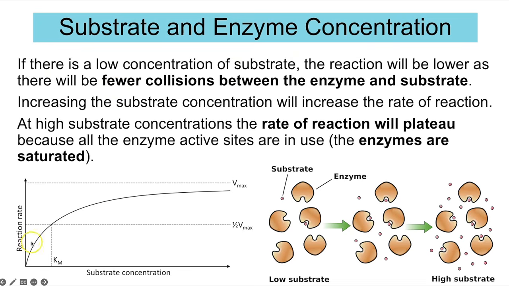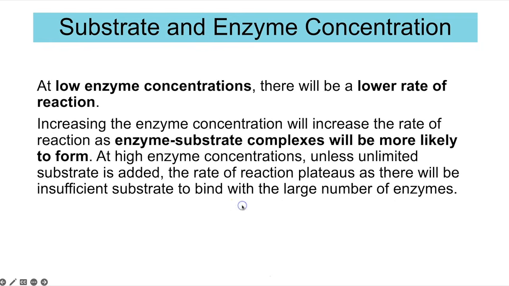If you increase the substrate concentration, you'll therefore get an increase in the rate of reaction, because at that point here on the graph, substrate is the limiting factor. But at high substrate concentrations, the rate of reaction plateaus because all of the enzyme active sites will already be in use. So even if you add more substrate, there are no empty active sites for them to collide with. So the reaction is already going at its maximum rate.